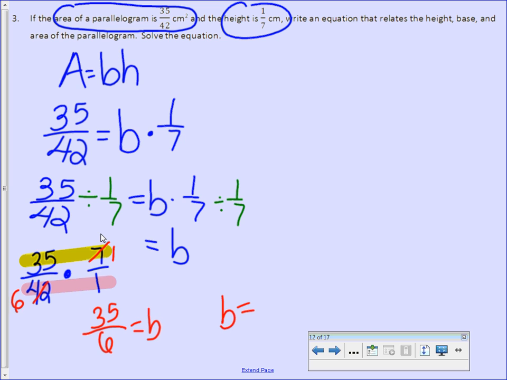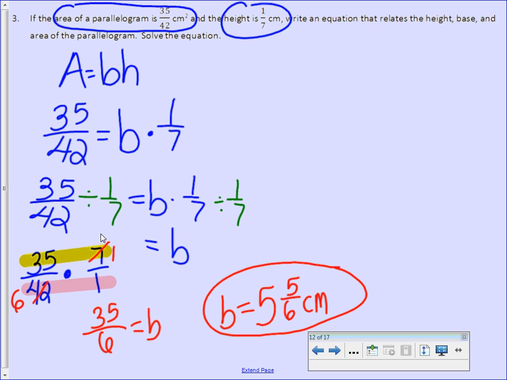So 6 goes into 35 5 times with 5 left over, and my denominator stays the same, and my unit is centimeters. I'm looking at just the distance on the base, so it's just centimeters. I'm not squaring it because it's not the area. That's just the distance of the base. Okay?